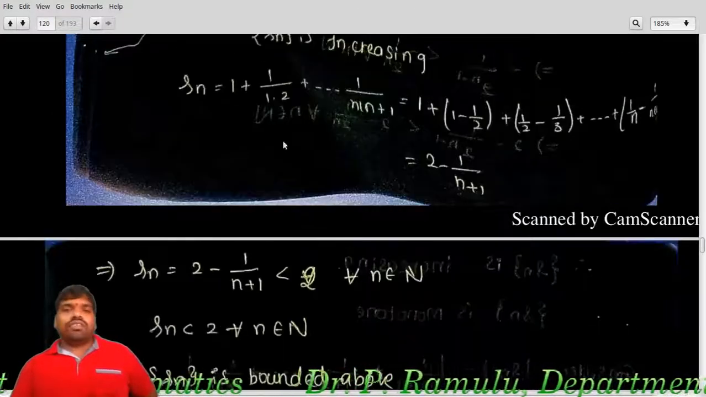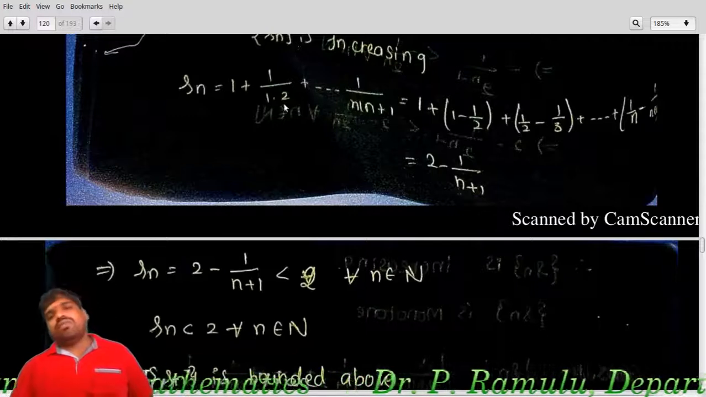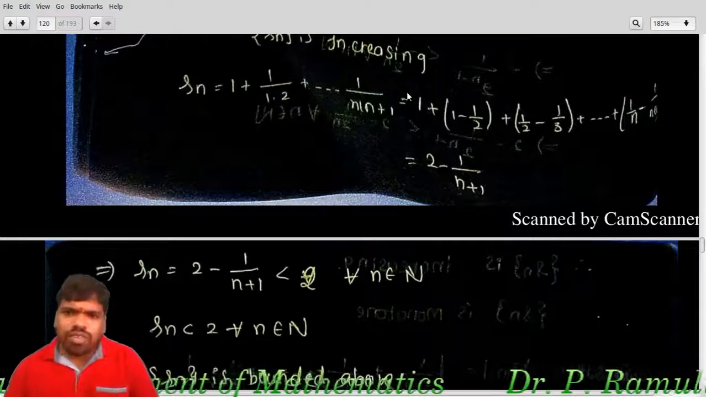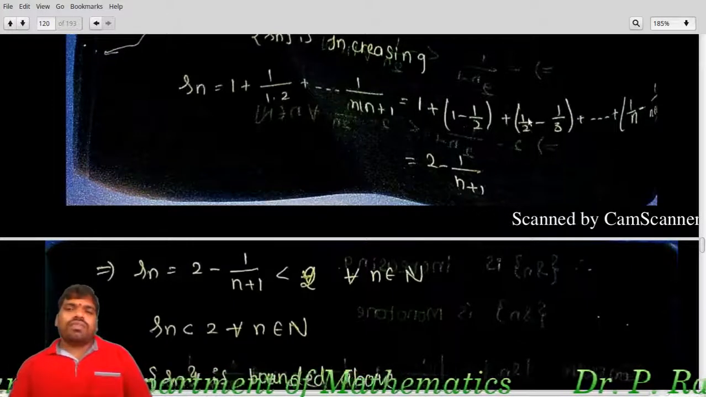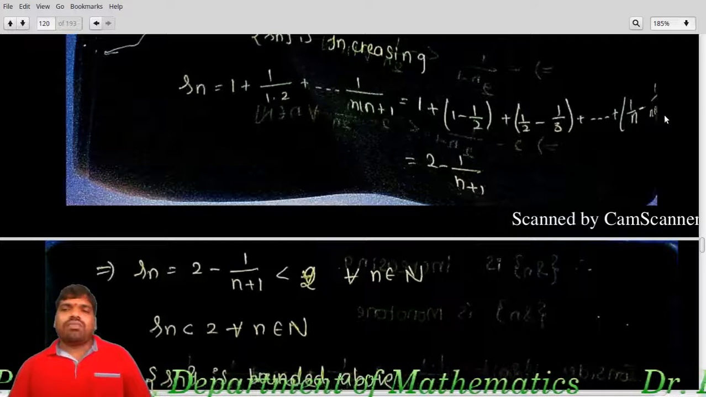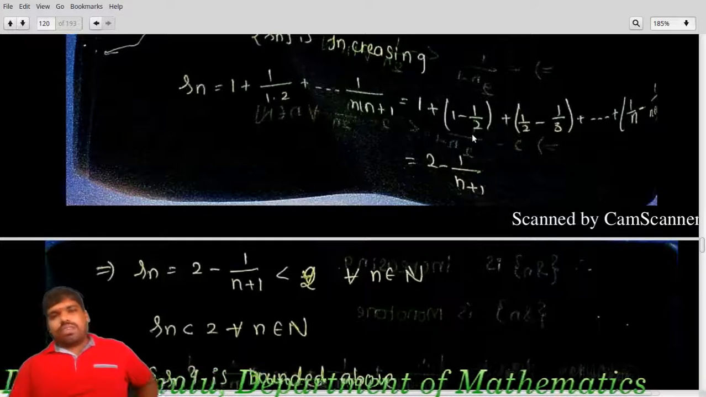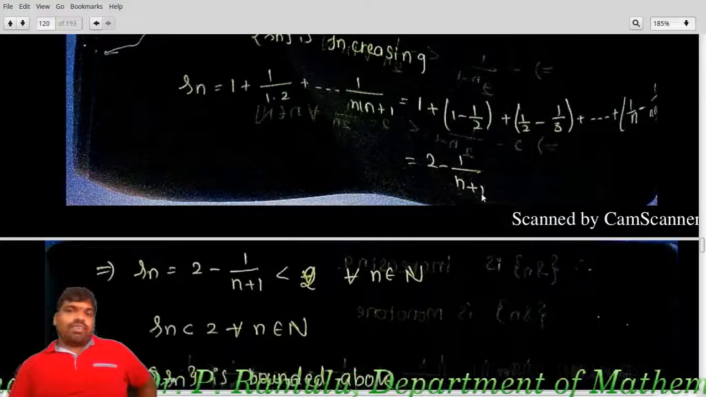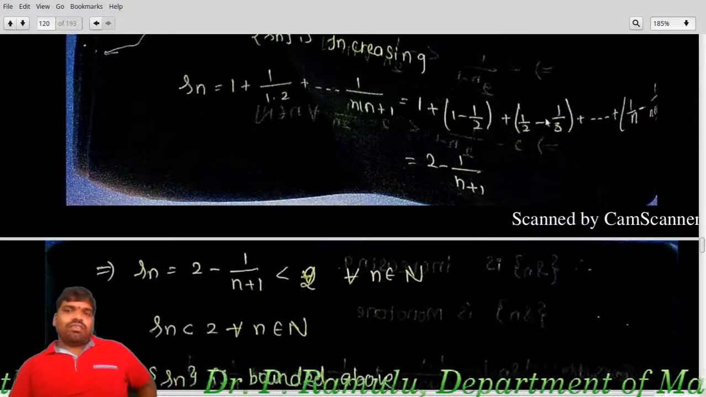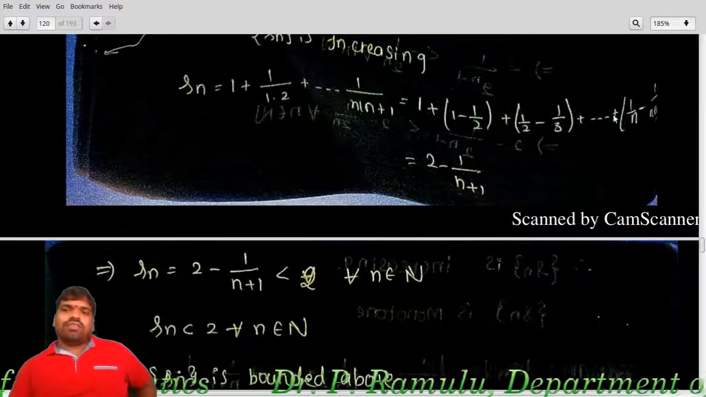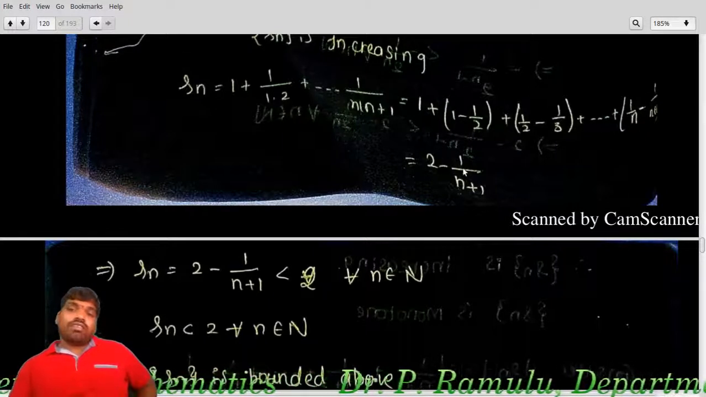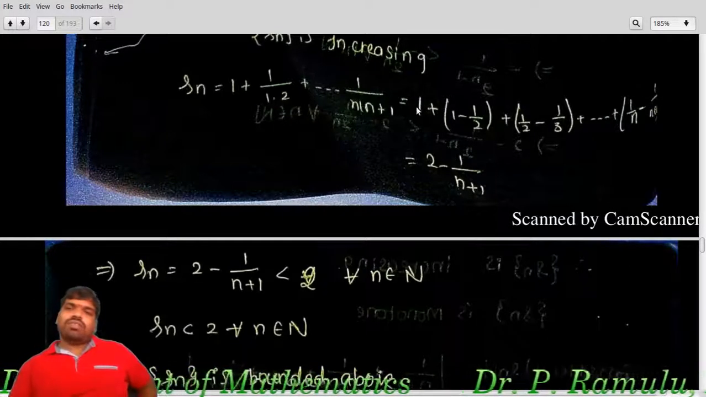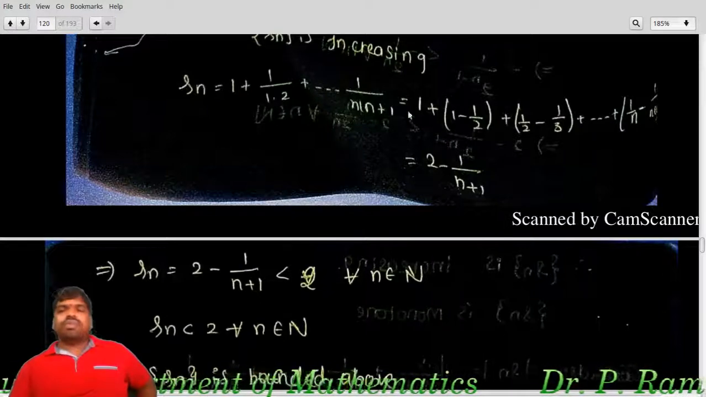Sn equals what? 1 into 1 plus 1 by 2, 1 by 1 into 2 plus dash 1 into n into n plus 1, that equals 1 plus 1 minus 1 by 2 plus 1 by 2 into 1 minus 1 by 3, dash, 1 by n into 1 by n plus 1. Which is nothing but 2 minus 1 by n plus 1. See, 1 by 2 gets cancelled out, 1 by 3 gets cancelled out, 1 by n, the last one 1 by n is cancelled out. The last one will remain: 1 by n plus 1 only.